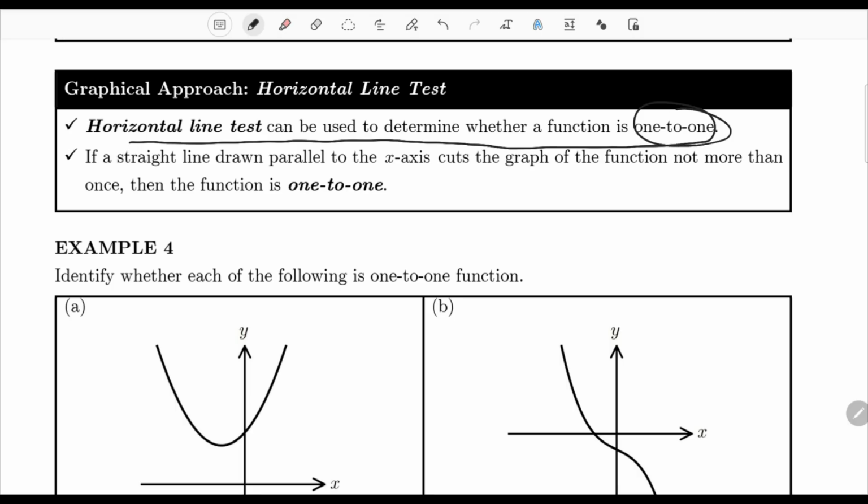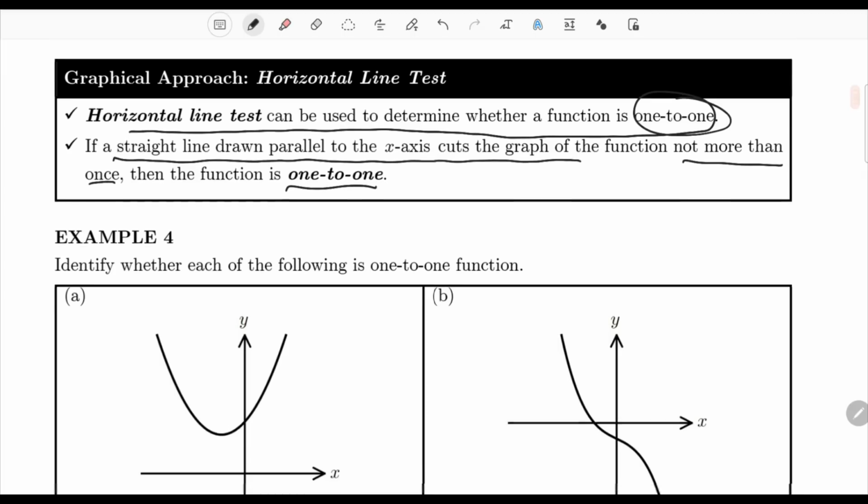So just now, the vertical line test was for whether it is a function or a relation. For horizontal, it is one-to-one or not one-to-one. If a straight line drawn parallel to the x-axis cuts the graph not more than once, it is a one-to-one function, meaning only 1 point.